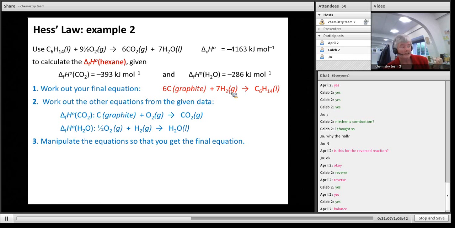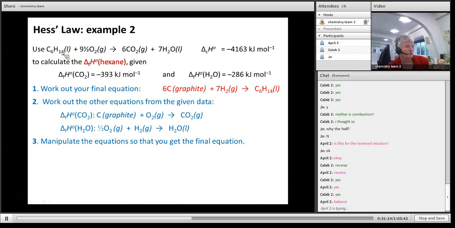Well, the first one is balanced. Reaction 1 is balanced: 6 carbons, 14 hydrogens. Yep. So I don't need to multiply it, April, because reaction 1 is the only one that has hexane in it. And remember, I need hexane on the right-hand side for my final equation. So the only place where I can find hexane is in that first reaction.